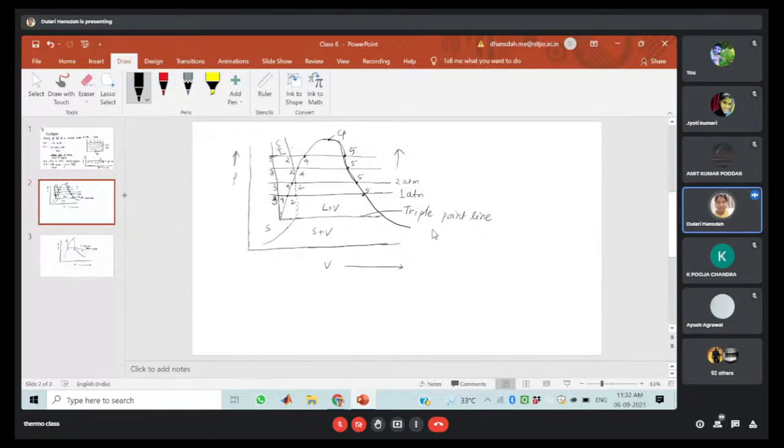Okay, up to the critical point. Okay, got my point. So if we join this, here it is your saturated liquid line. And if you are joining all the states of the saturated vapor, then this will give you the saturated vapor line. Okay.